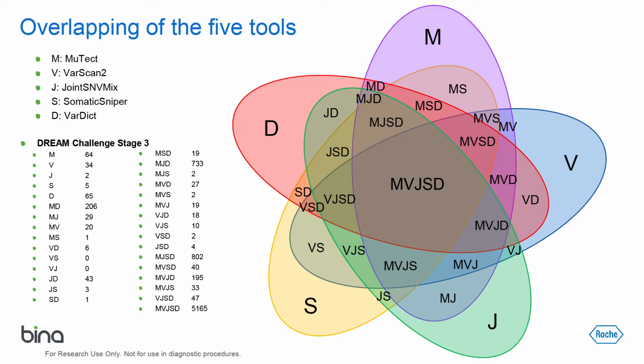Here you can see a Venn diagram of 5 different callers. The 5 callers are MuTect, VarScan, JointSNVMix, SomaticSniper, and VarDict. In the center, you can see about 5,000 calls that are agreed upon by all callers. One can use consensus of the callers as a way to filter out the true positives from false positives, but the callers themselves do not always have the same performance based on the complexity of the tumor.